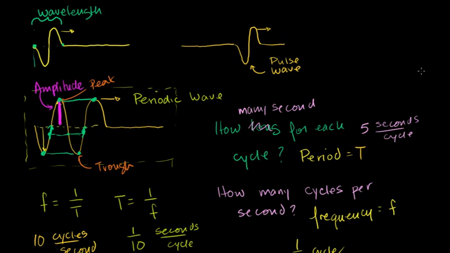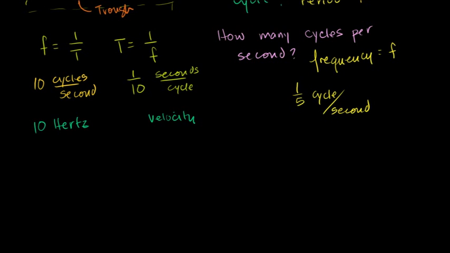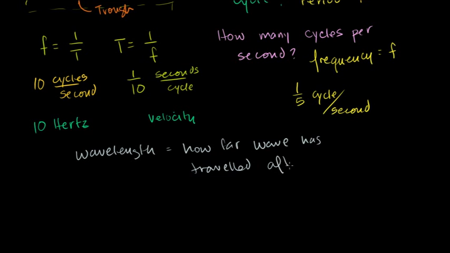So if we know how far we've traveled after one period, let me write it this way. Wavelength is equal to how far the wave has traveled after one period, or you could say after one cycle. Because remember, a period is how long it takes to complete one cycle, one complete up, down, and back again motion. So if we know how far we've traveled, and we know how long it took, one period, how can we figure out the velocity?